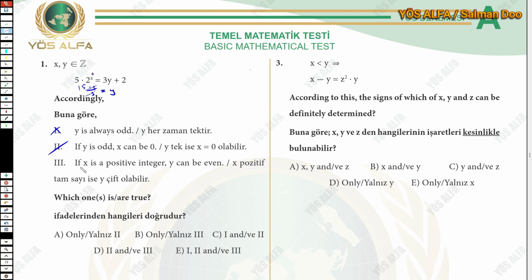Statement number 3. If x is a positive integer, y can be even. Okay, in the first case, when x was 2, we got y is equal to 6. So statement 3 is talking about this situation. When x is a positive integer, y is even. So this is also true. So the answer is D.